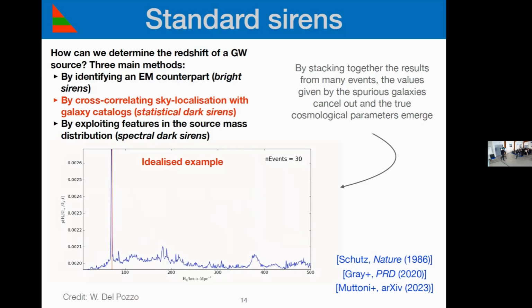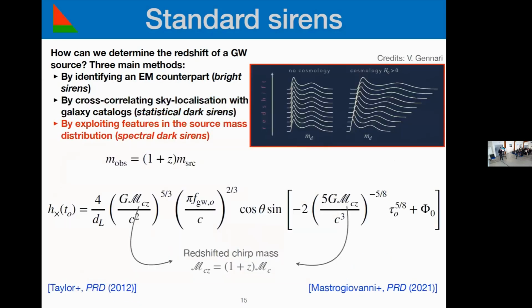This is why, if your galaxy catalog is complete in the region you're looking at, then the host galaxy is always there. So we always give you the measurement of H0, and all the other galaxies will give you a spurious measurement. When you stack events together, the one true measurement is always there. So it's piling up, and the other ones are basically washed out. Easy to understand. Now comes a difficult part.